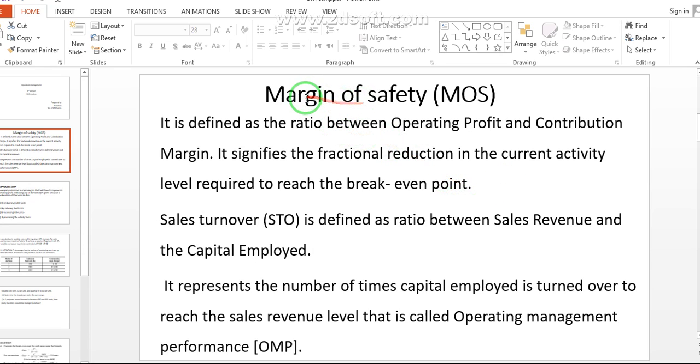Now under the operations, once we are clear with the word margin: margin is that extra point or extra money or extra profits which the organization is going to consider for itself. So today we have to know what we mean by margin of safety under operation management. It is defined as the ratio between operating profit and contribution margin.